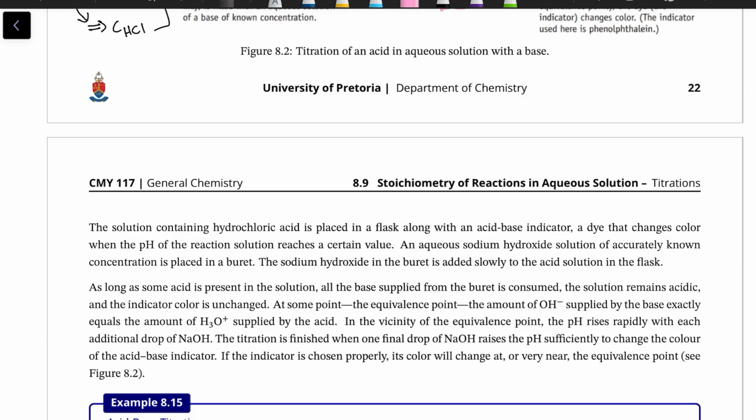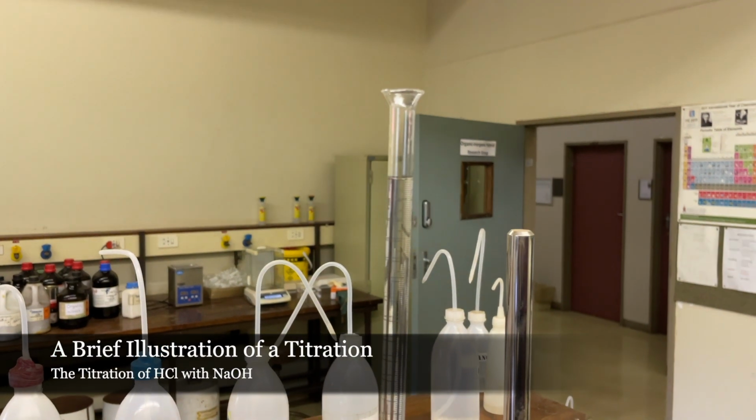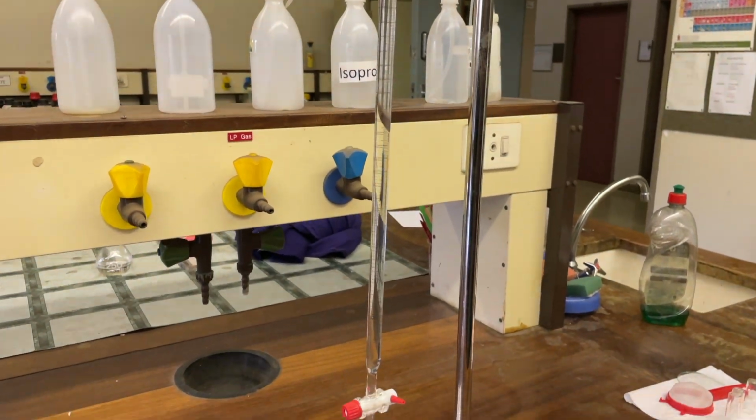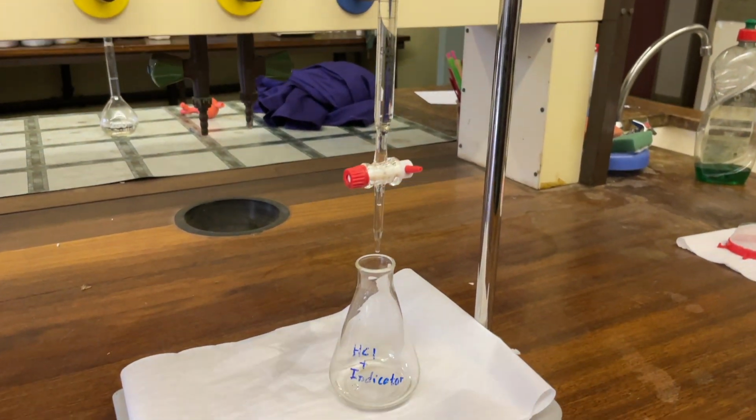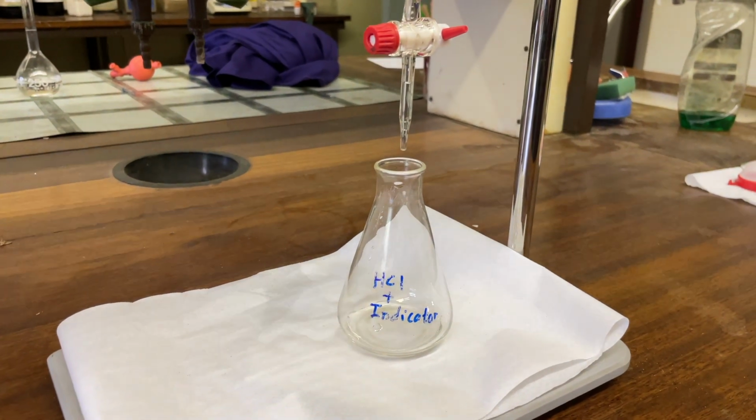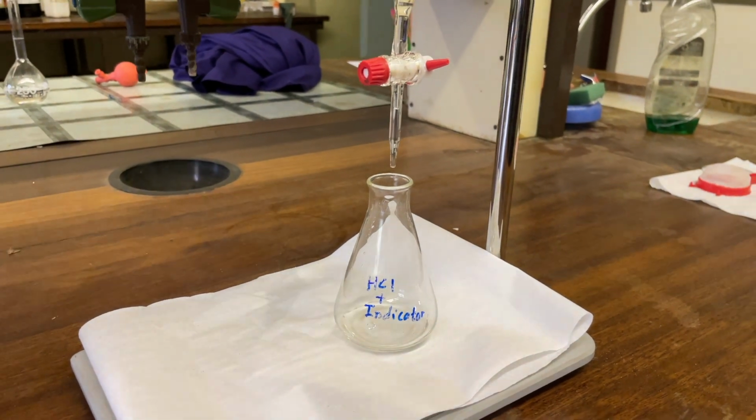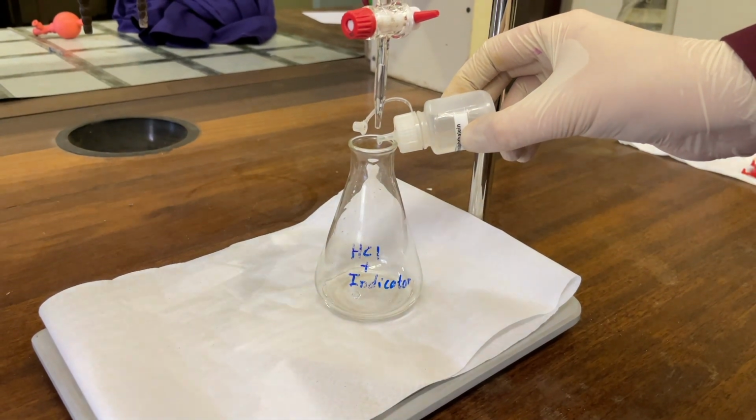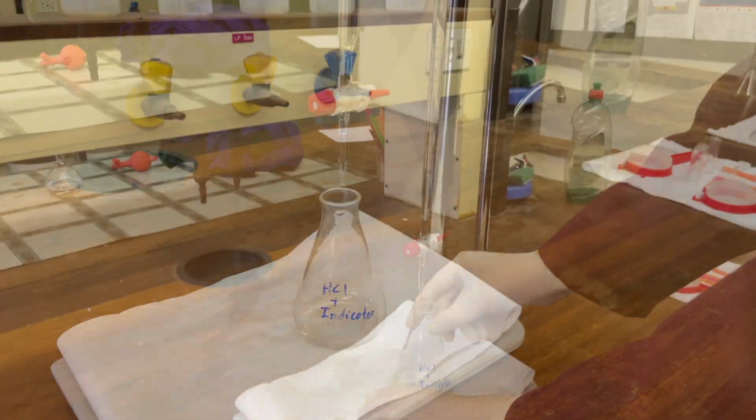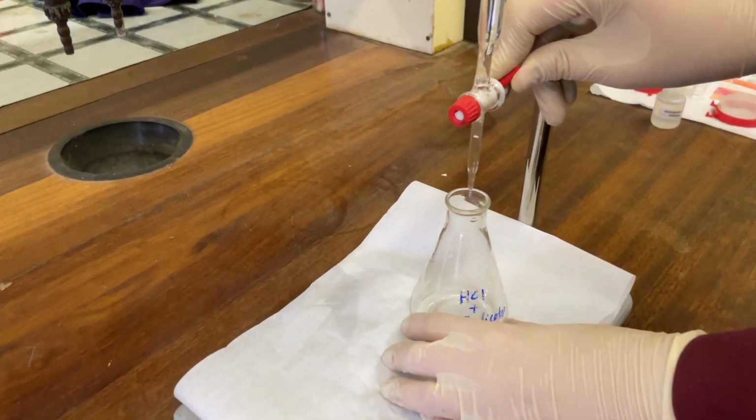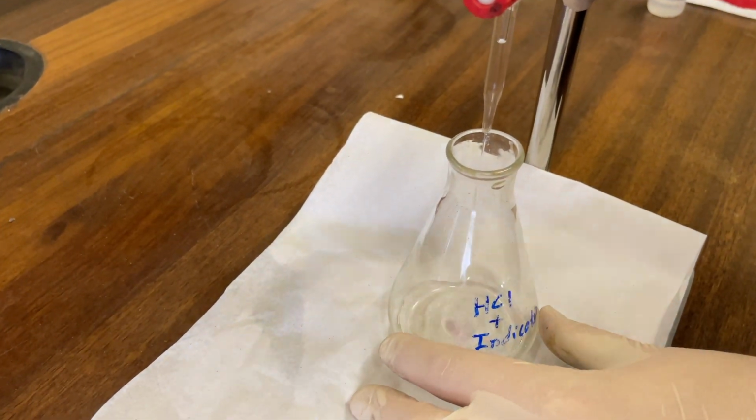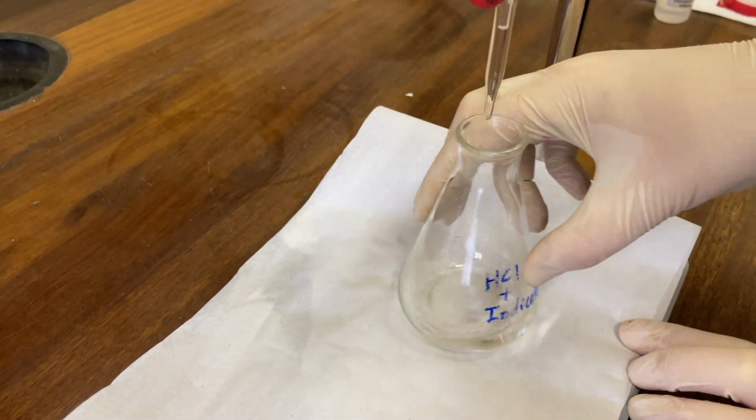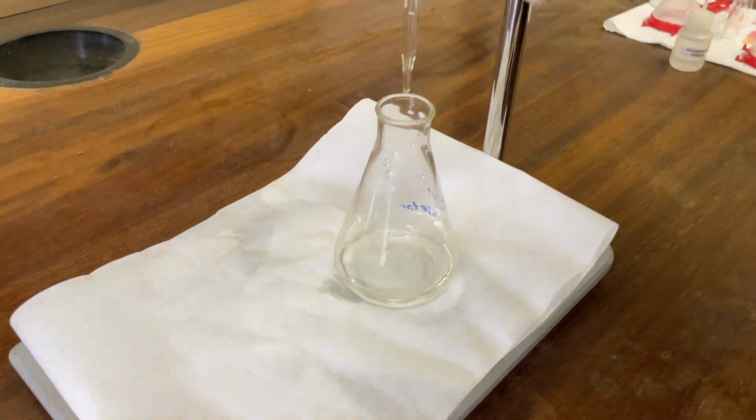All right, so just give me 2 seconds. Right, so there you see the burette, which of course contains your sodium hydroxide solution. And here at the bottom is your HCl plus your indicator. And we'll add the indicator just now. So there's the indicator, the phenolphthalein indicator. And notice how the indicator is completely colorless at the moment. But now as we start adding the base, you see there's a slight pink tinge to it.